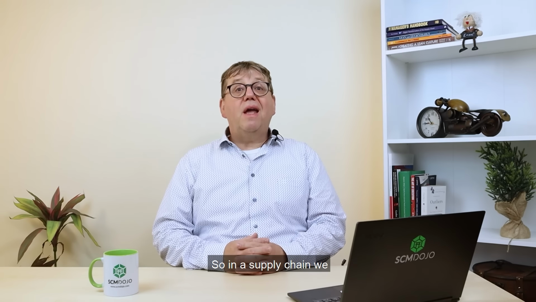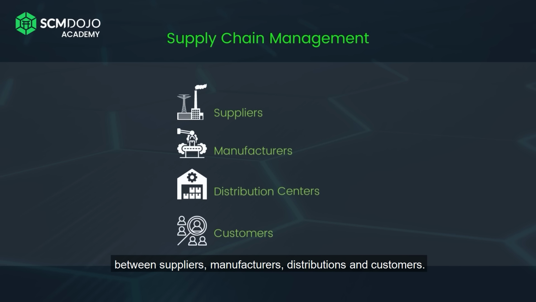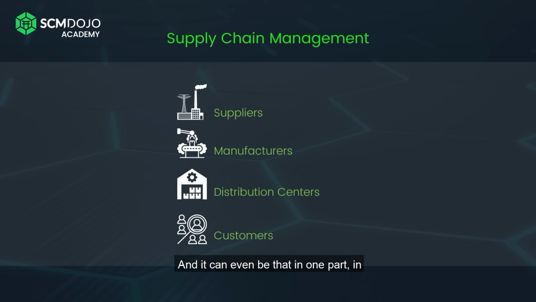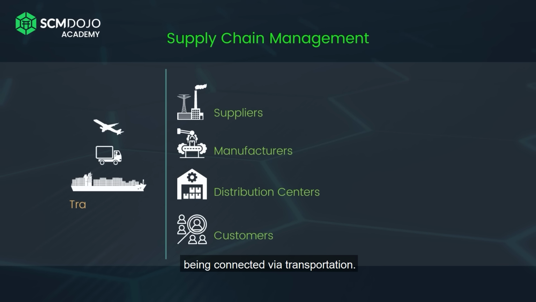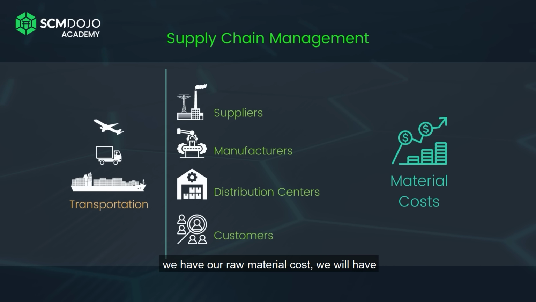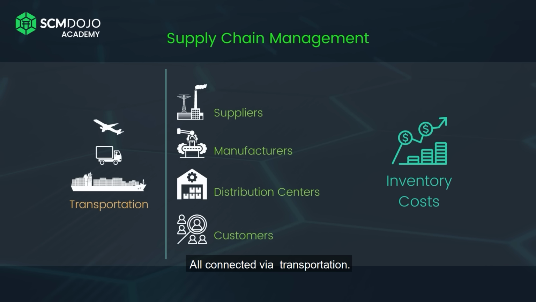So in a supply chain, we have a lot of links, connections between suppliers, manufacturers, distribution centers, and customers. And it can even be that in one supply chain I'm the customer, and in another supply chain I will be the supplier. All those elements are being connected via transportation. So what we will see in every supply chain, we have our raw material cost, we will have our manufacturing cost, we will have inventory cost, all connected via transportation.